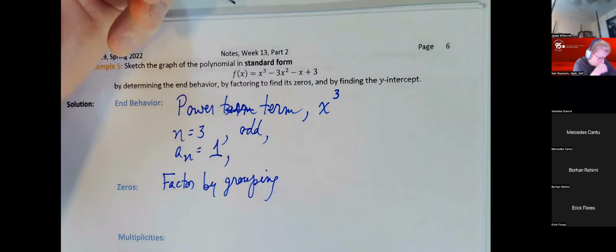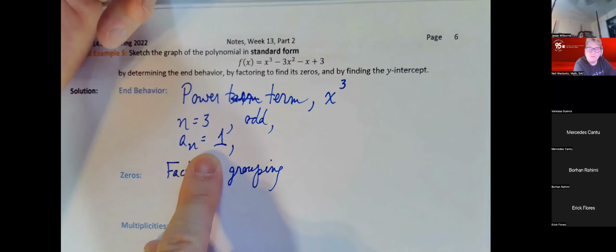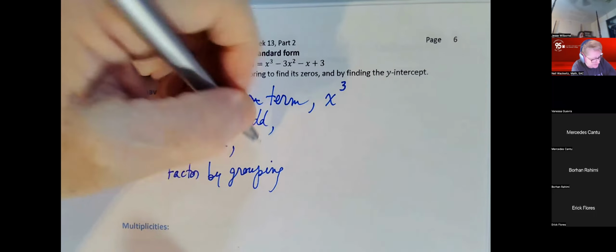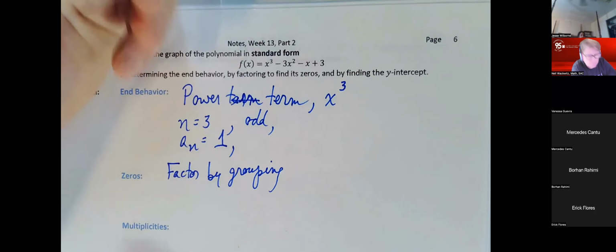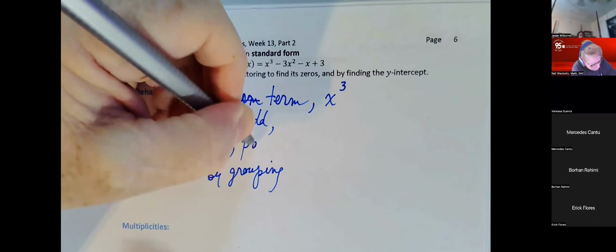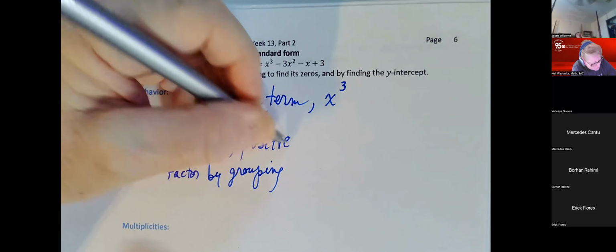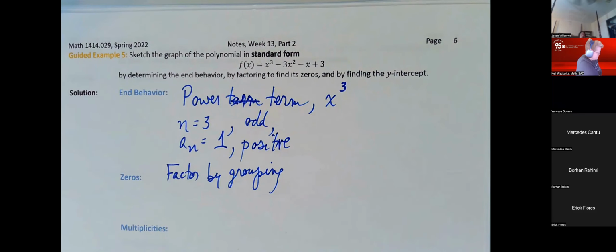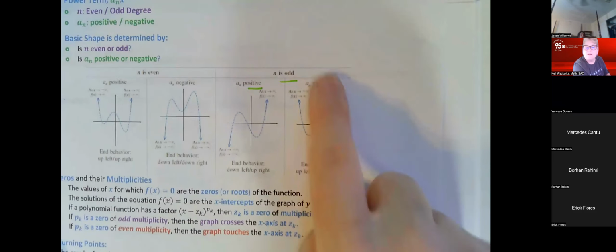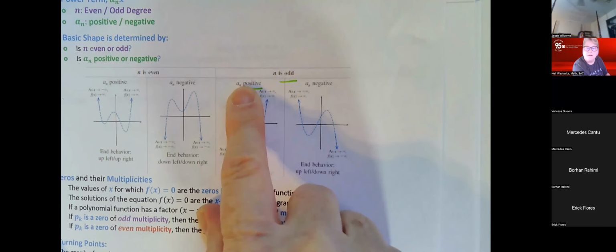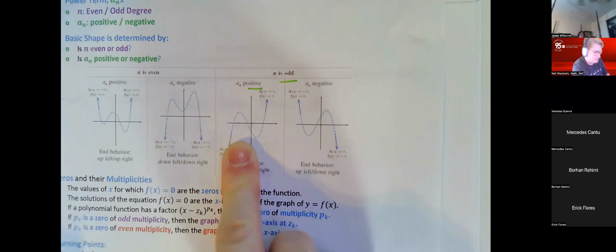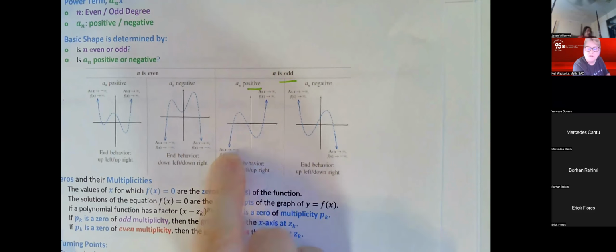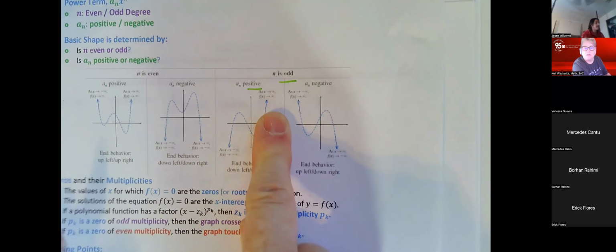So we're just going to record that. a sub n is 1. Is that positive or negative? Positive. So let's get the chart out. Here's n odd, a sub n positive. So we're going to go down to the left and up to the right.